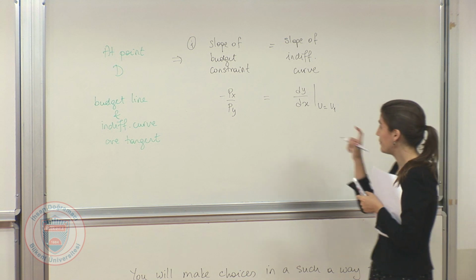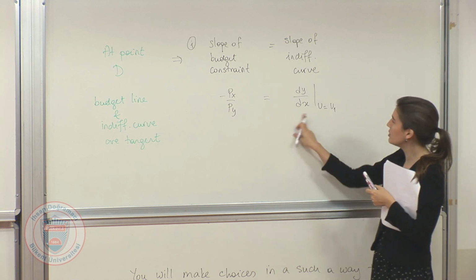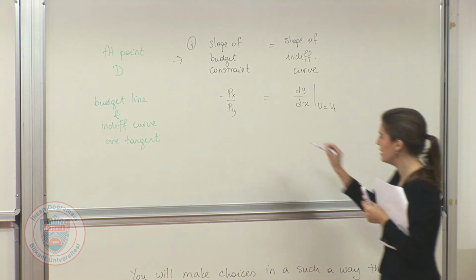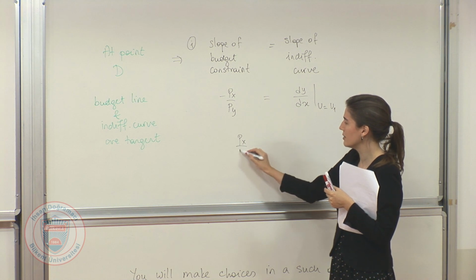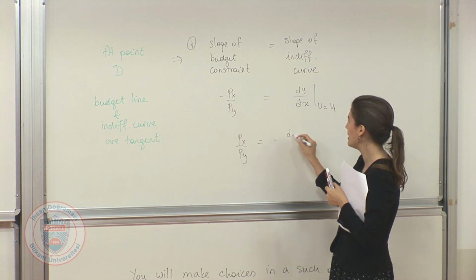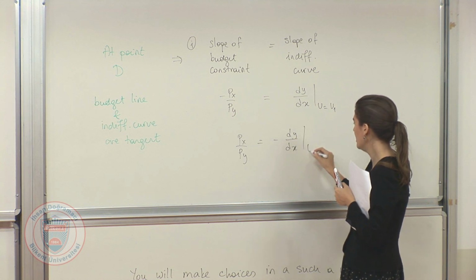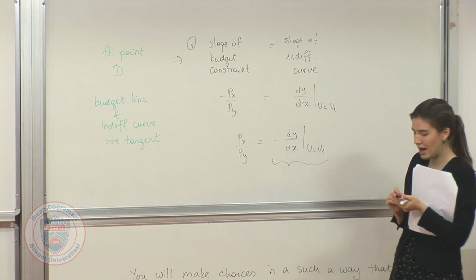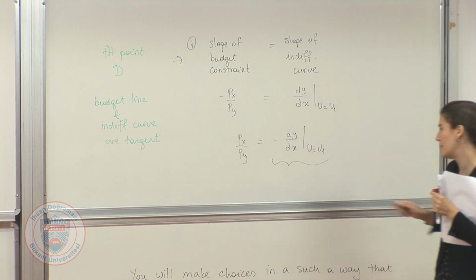Now, from here, is this the marginal rate of substitution? What is missing? Minus, right? So let's actually do this. You see px over py, right? Let me put this minus here: minus dy over dx, with u equal to u1. This is, as you guys said, hocam, the marginal rate of substitution.